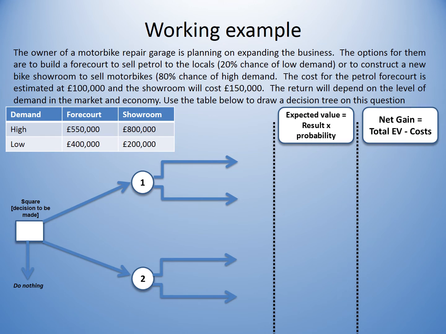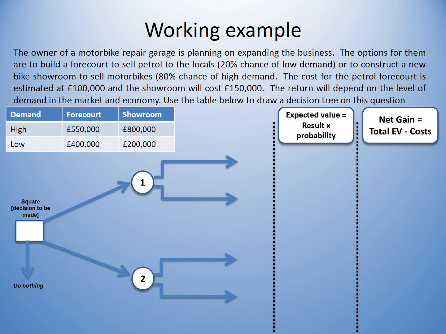In return, the return will depend on the level of demand in the market and economy. Use the table below to draw a decision tree on this question. So you can see that you've got a table: high demand, forecourt will return $550,000, showroom will return $800,000; low demand will return $400,000 and $200,000 respectively.